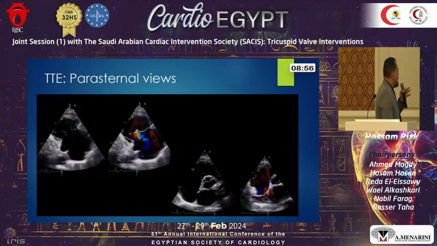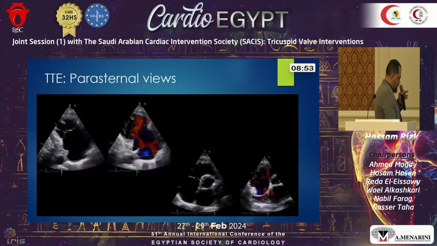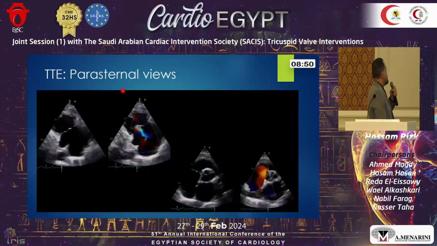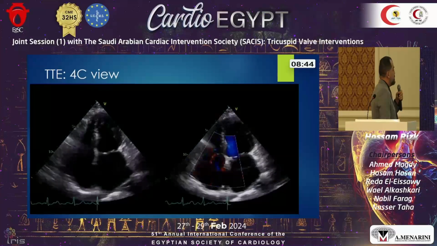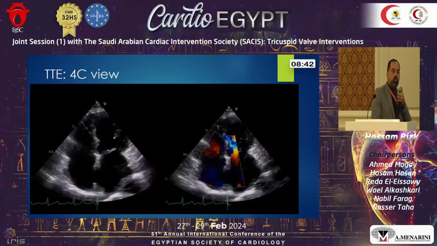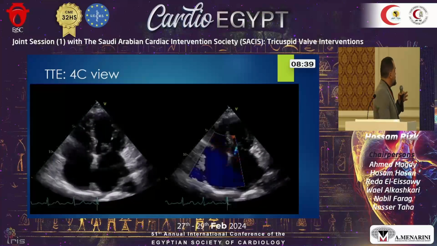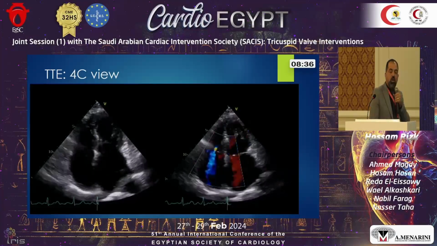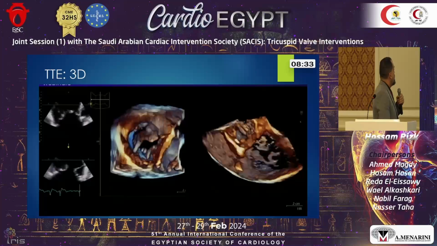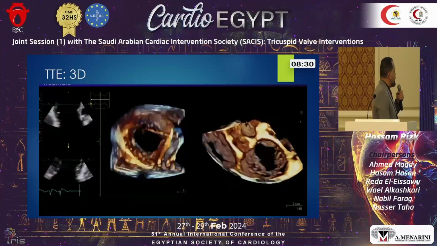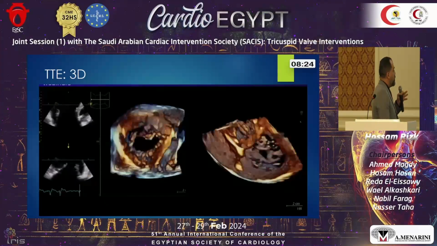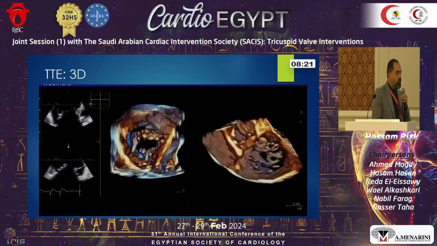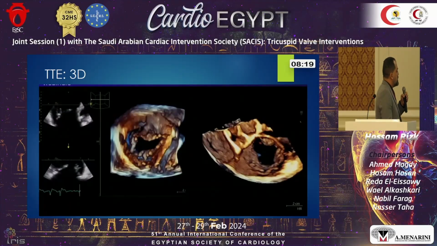This is the conventional echo. We start with the parasternal views, the long axis, the short axis, and then we proceed to the apical 4-chamber view, which we can use also for the assessment of RV function using fractional area change and TAPSE, and the 2D measurement of the annular size. We can also use TTE 3D, which will give a very beautiful, although not common, en-face view of the tricuspid valve to assess the leaflets and the coaptation gap.